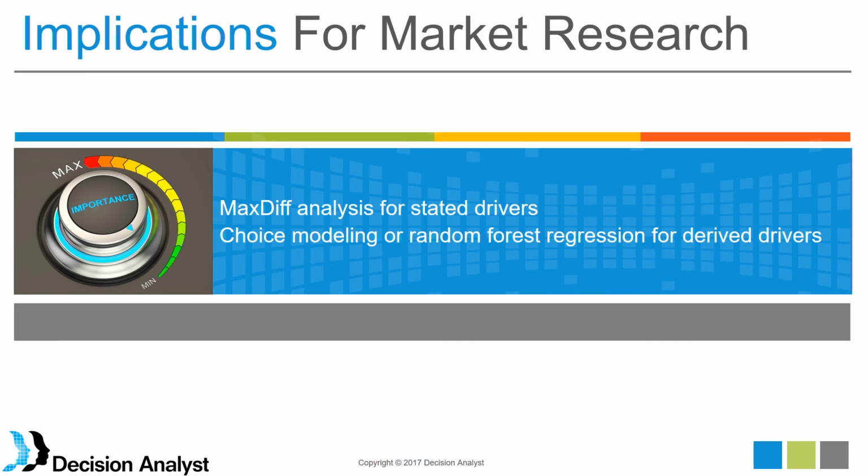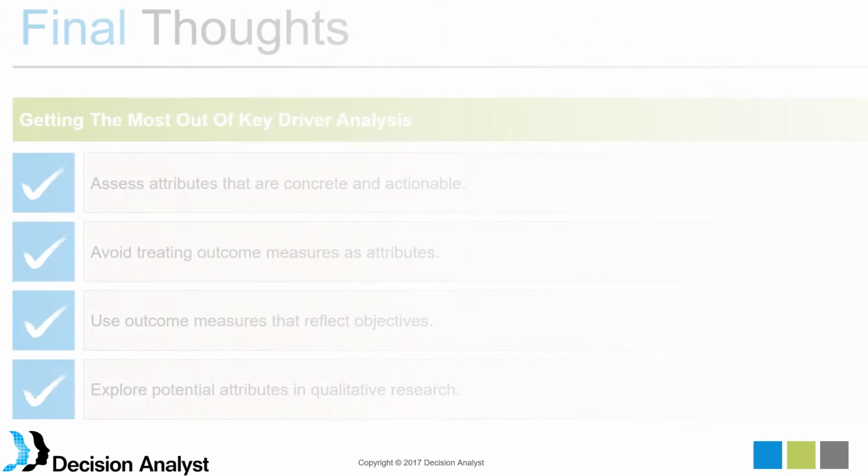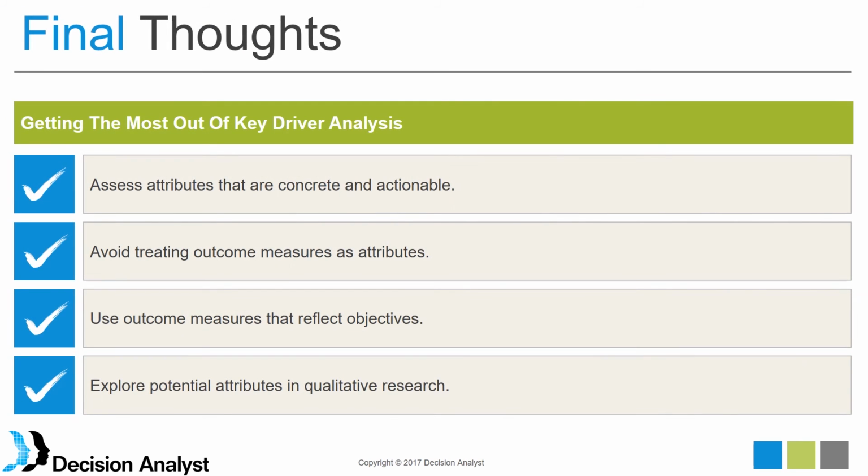Now, if your budget or timing does not lend itself to choice modeling, random forest regression is a good second choice for a derived driver analysis. Random forest is robust, based on thousands of models, and gets around the multicollinearity problem. And some final thoughts for us as we wind down our presentation.